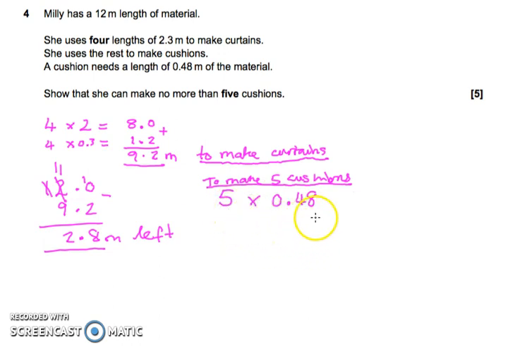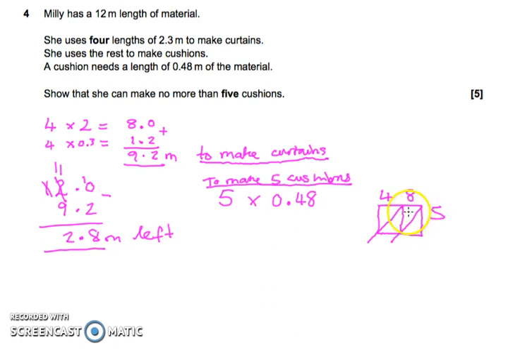And you can do this a couple of different ways. You could do it as 5 multiplied by 48. So I'm going to use the method of my choice. And then remember, what I've done is I have multiplied that 0.48 by 100 to make it 48. So I just had to divide my answer by 100.